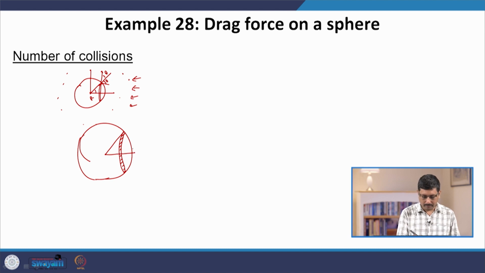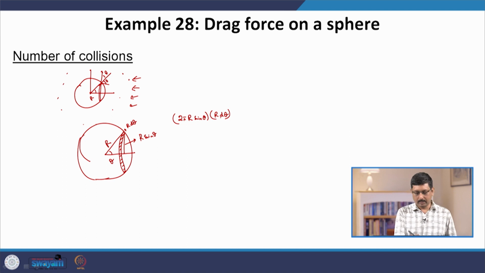So, how much is this area? This is kind of making a ring, where the sphere radius is r, then the radius of the ring is r sin theta. So, we have a perimeter which is 2 pi r sin theta times the width which is r d theta. So, this is the area of the shaded region.